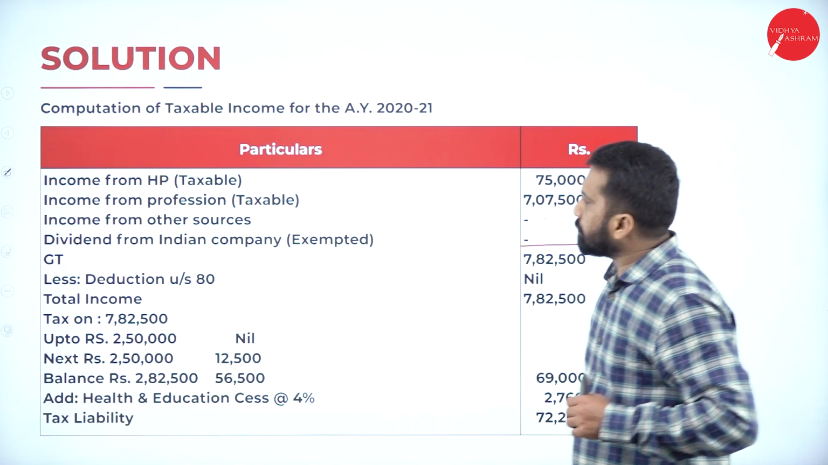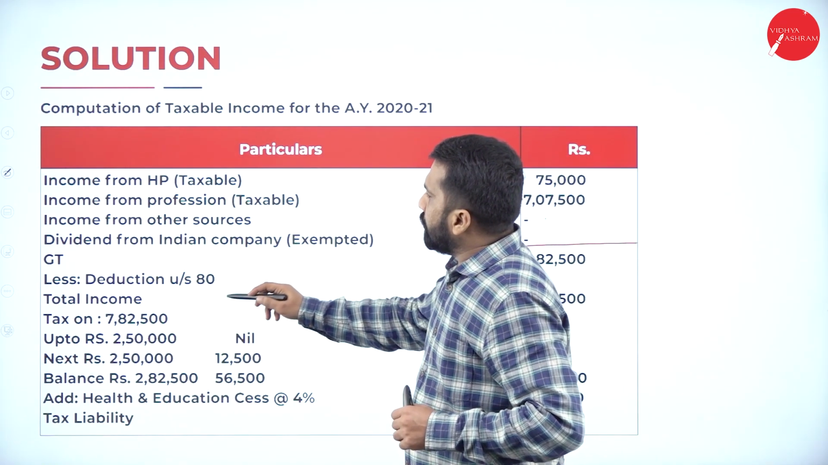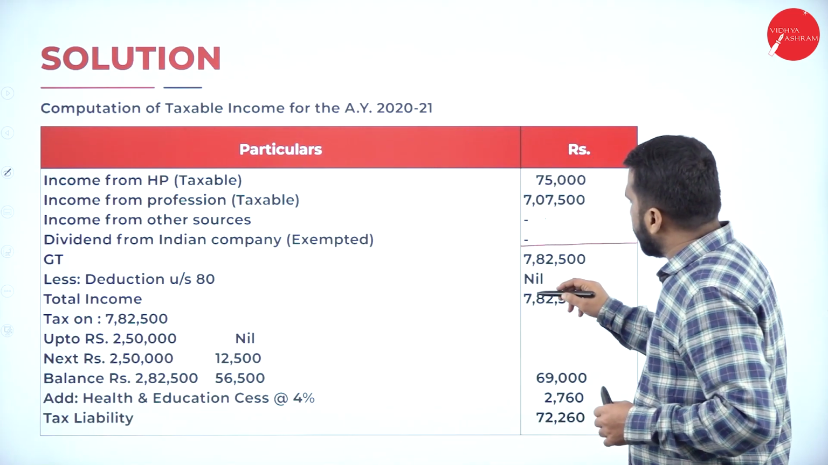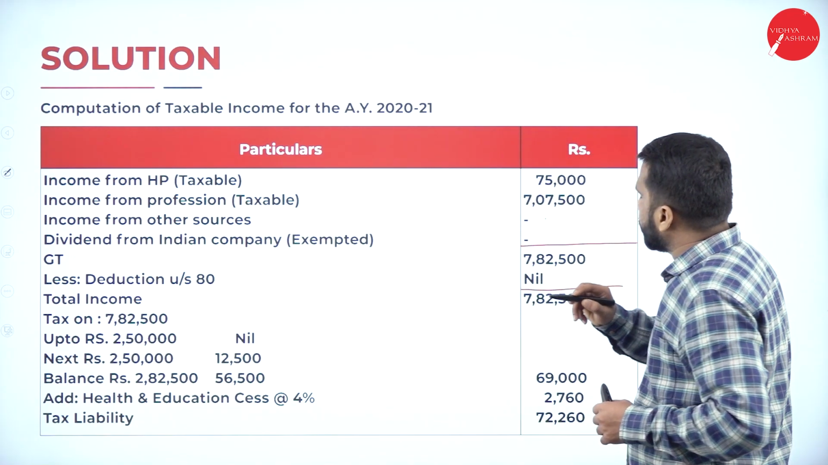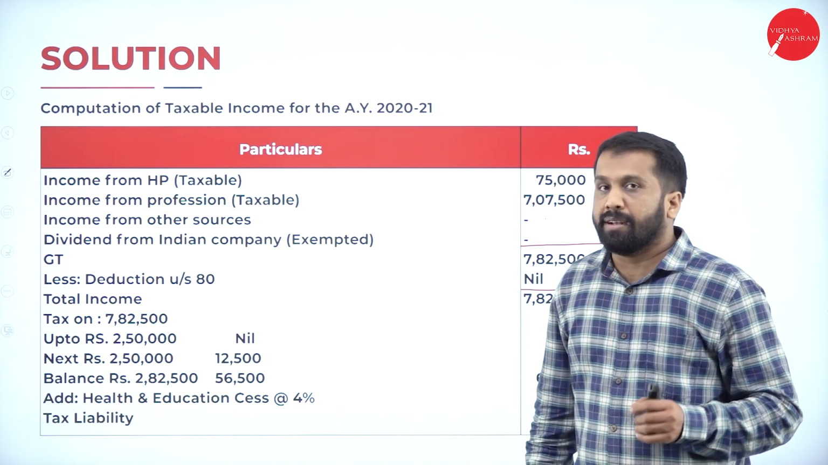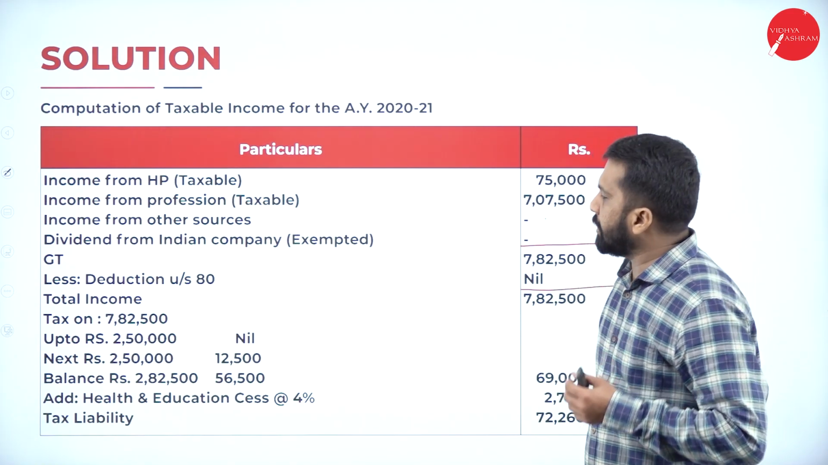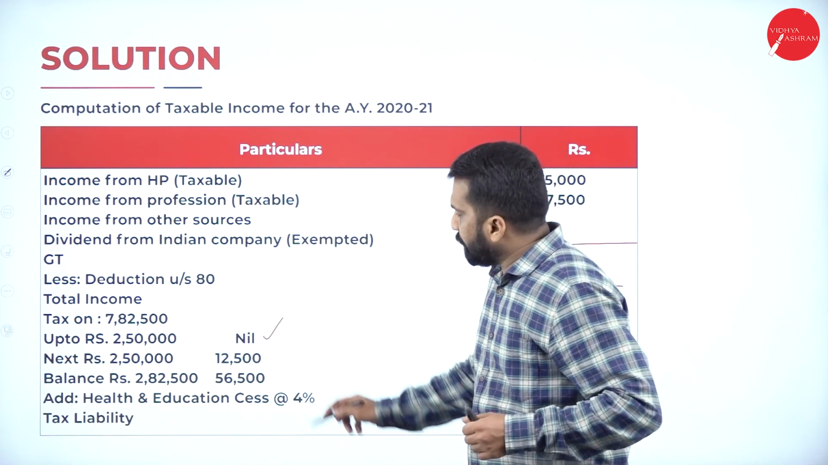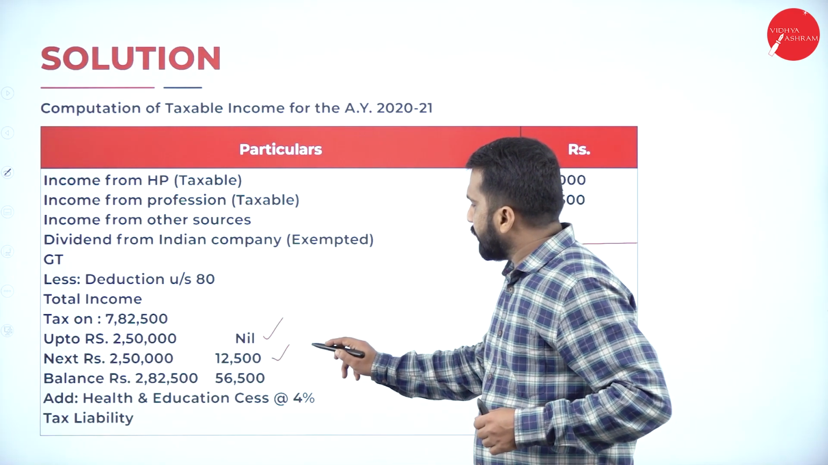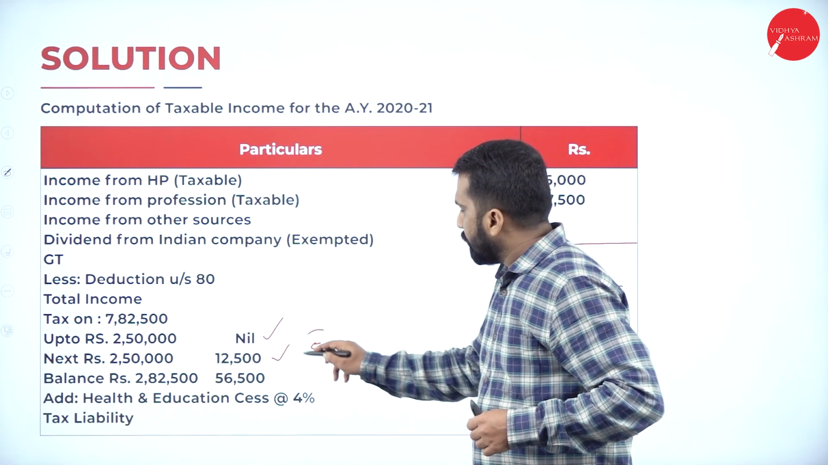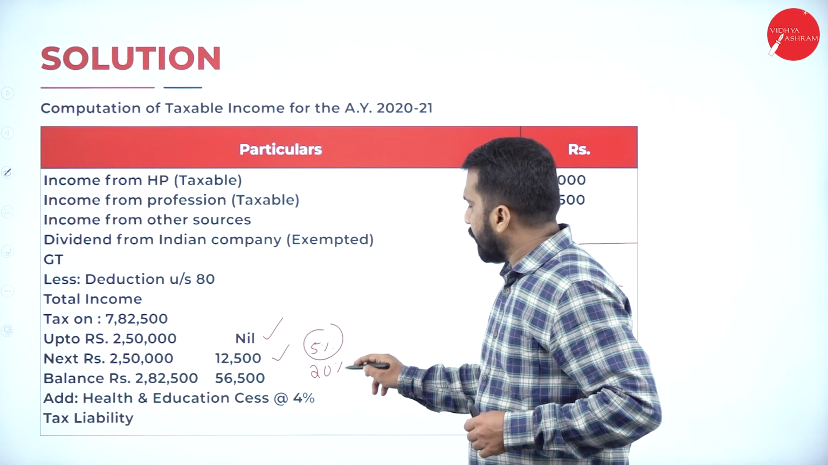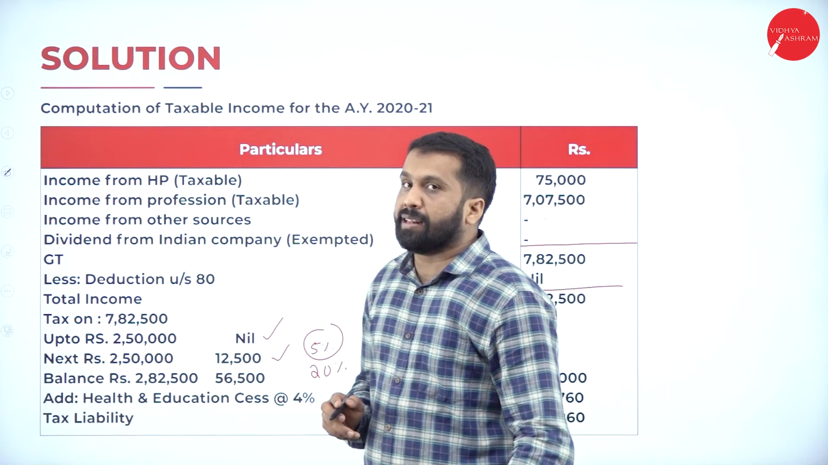Total is 7,82,500. Now, less deduction under section 80. There is no savings, nothing. So it will be 7,82,500. How to calculate tax? Simple. Up to 2,50,000 nil. Next 2,50,000, 5%. Balance amount 20%. This is only your calculation.